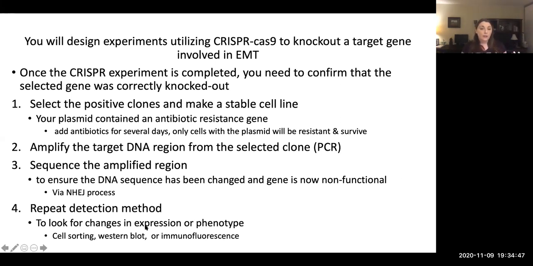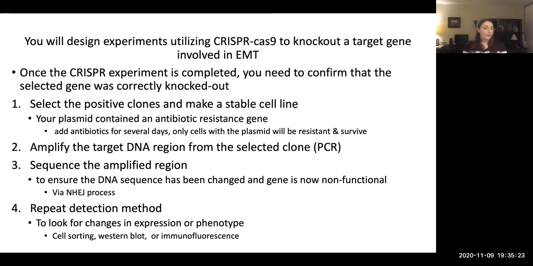You would also look for changes in expression or phenotype. And that's when you can do things like FACS cell sorting. You could do things like the Western blot, or immunofluorescence, which is what we'll be doing. So the simulation is going to do all this for you and let you do the immunofluorescence. And then once you compare the immunofluorescence results, then your part will be done, and that's pretty much the end of the simulation.